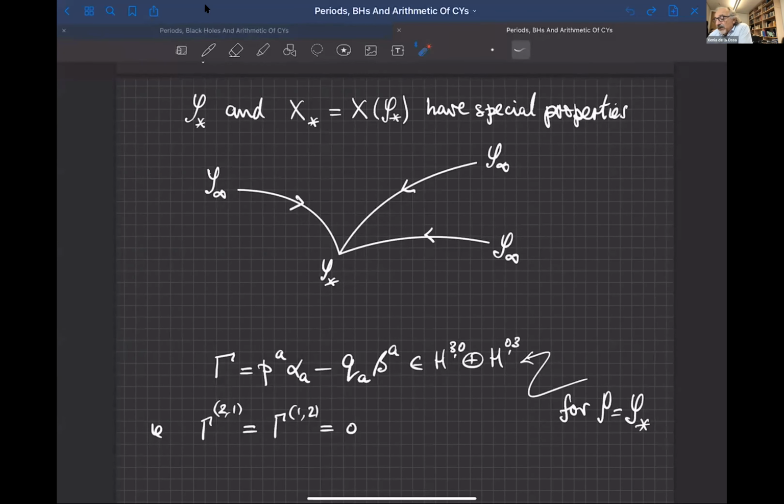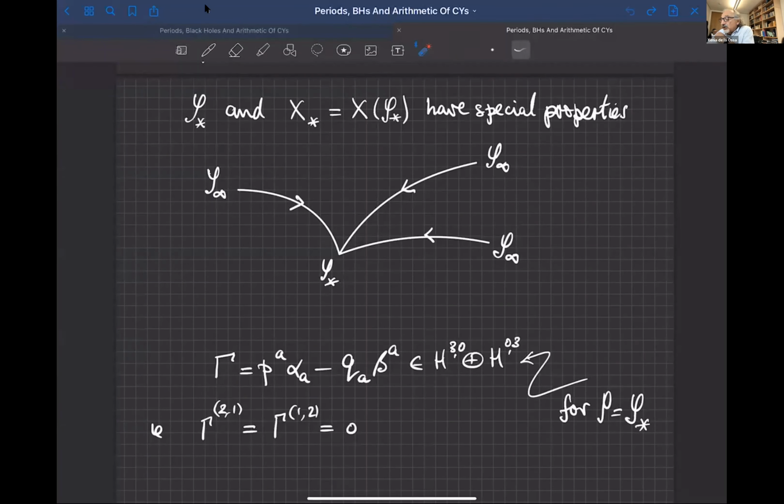And what determines phi star is that you look at the three-form gamma that's determined from the charges, and that has to lie in the space. It's a very strange condition. It has to lie in the space H30 plus H03. So H30 is the cohomology space with Hodge type 3,0, and 0,3 are the complex conjugates. And that's the same thing as saying that one component of gamma has to vanish.